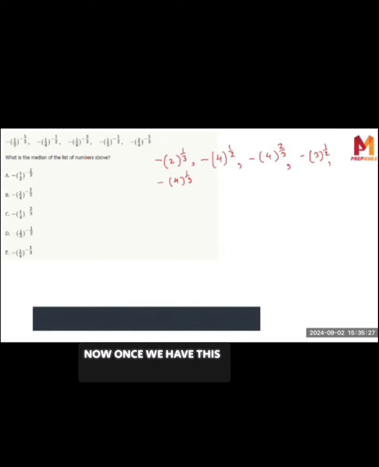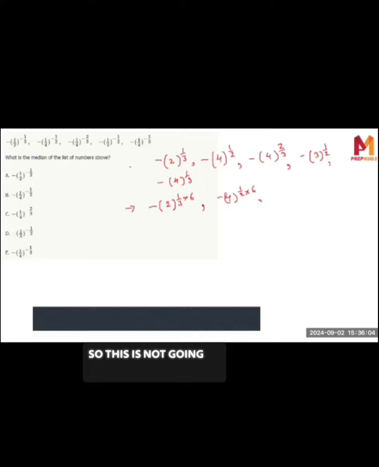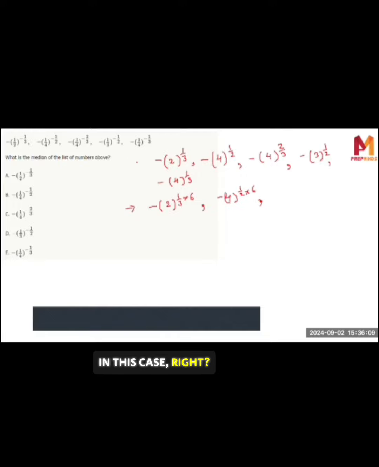All right. Now, once we have this set, the next thing we can observe is that all these numbers are raised either to 1 by 3 or 1 by 2 or 2 by 3. So what we will do here, we will multiply the powers by 6. So let's do that. Minus 2, 1 by 3 into 6, minus 4, 1 by 2 into 6. This is not going to change the median in this case.